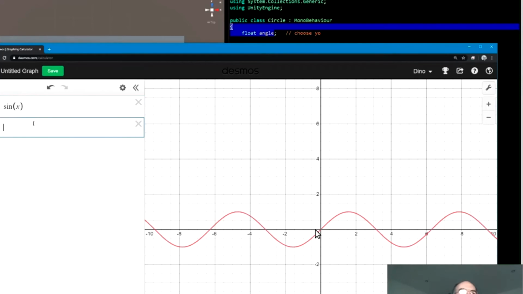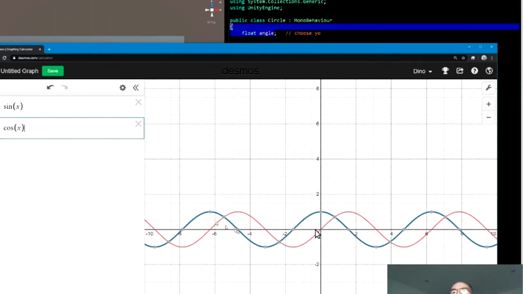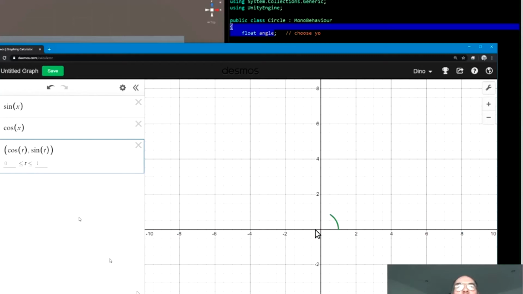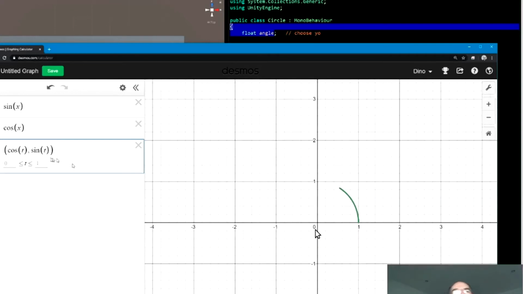What I'm going to do is just plot the sine of x, and look, you get this lovely graph. It's lovely, isn't it? That's the sine wave. The cosine of x is another sine wave, shifted by 90 degrees. And if you plot cosine of some value t and then sine of the same value t over a range of 0 to 1, you get a bit of a circle, because that is a length of 1. That circumference is a length of 1, because this circle has a radius of 1.